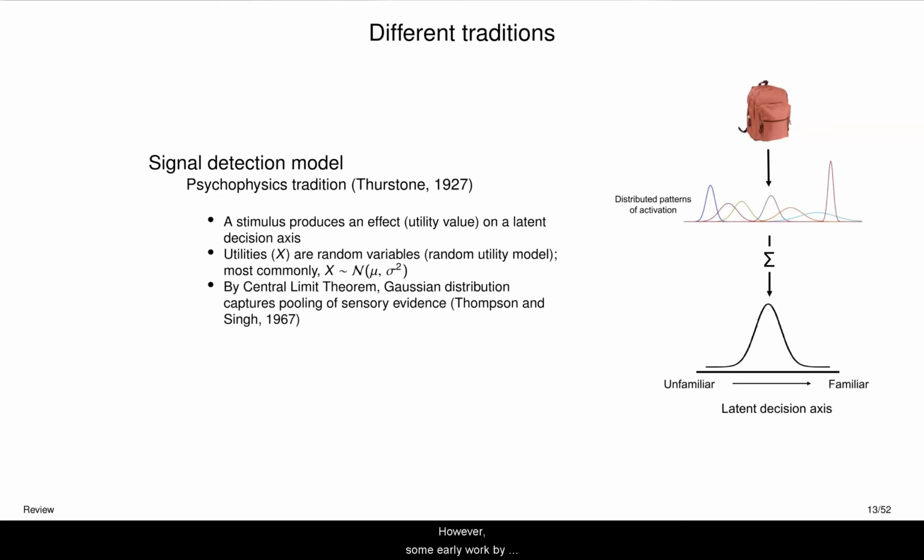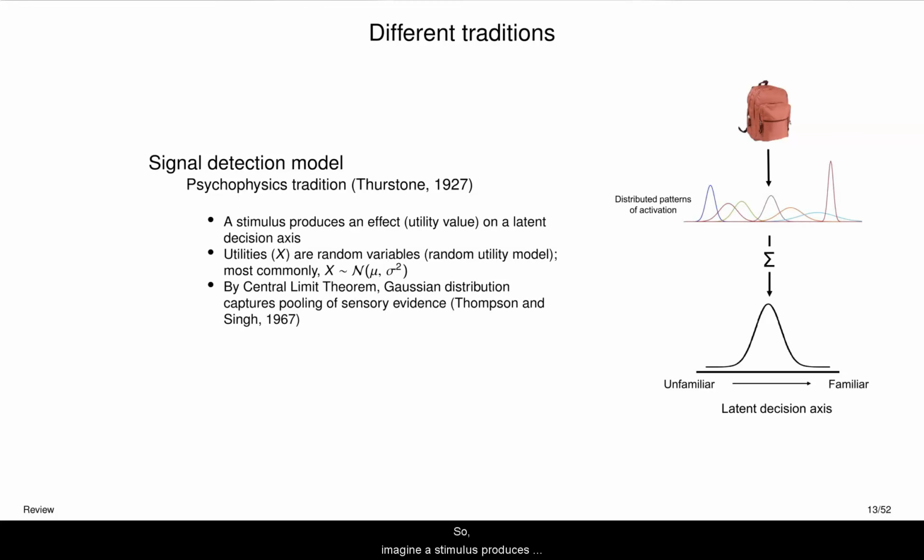However, some early work by Thomson and Singh provides one principled reason for using a normal distribution to model the distribution of utilities. These researchers noted that each time we observe a stimulus of some kind, it produces some sensory response. And through the lens of contemporary population coding neural models, we can think of these responses as distributed patterns of activation in populations of neurons.